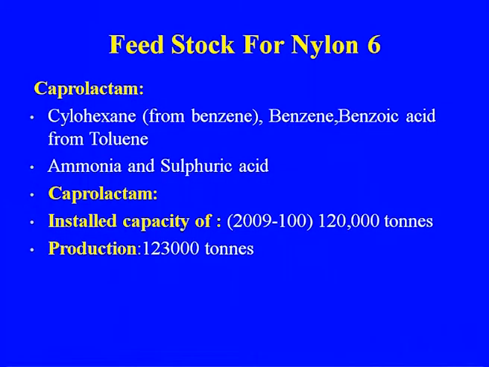Let us discuss the feedstock for nylon 6. As I told you, the major raw material, or the monomer, for nylon 6 is caprolactam. And there are various routes for getting caprolactam. One is cyclohexane, which we get from benzene; benzoic acid from toluene may be another route. Ammonia and sulfuric acid are also needed here.